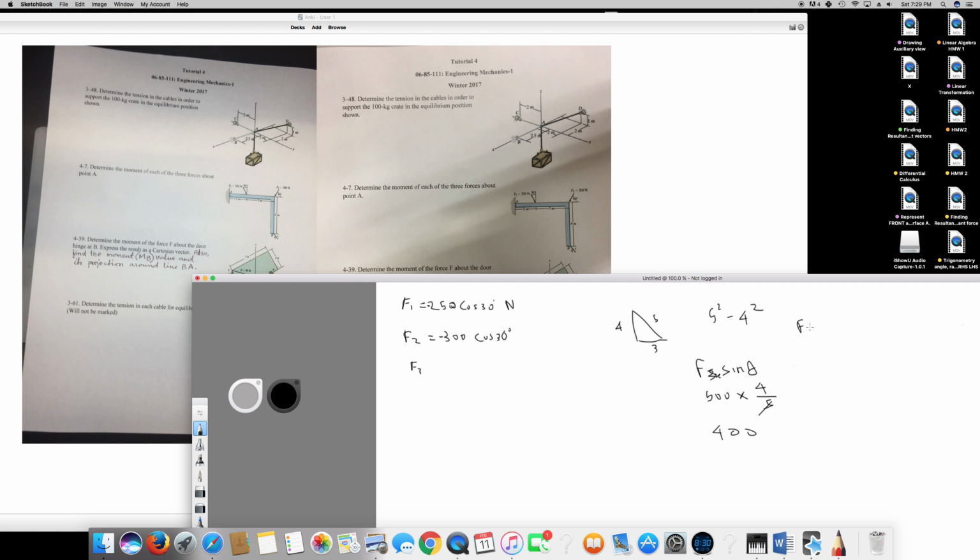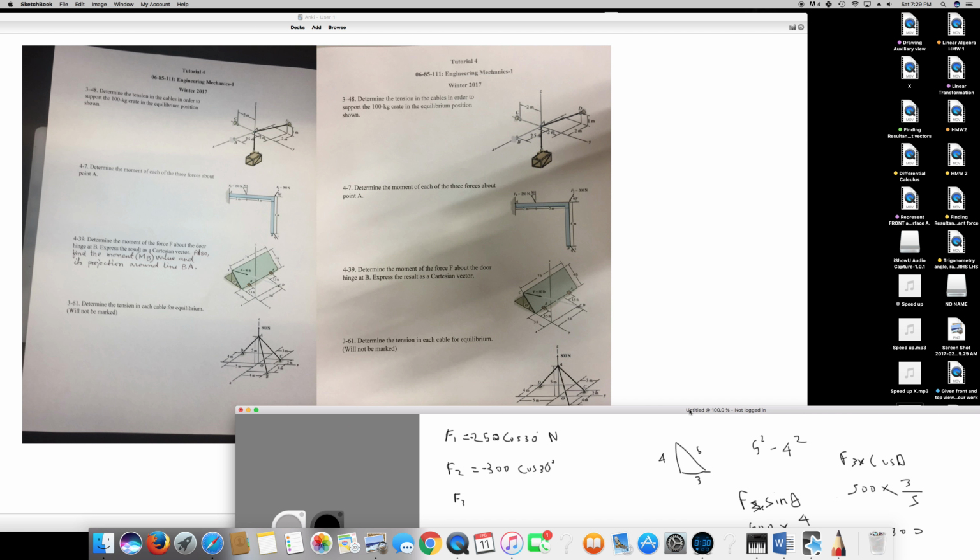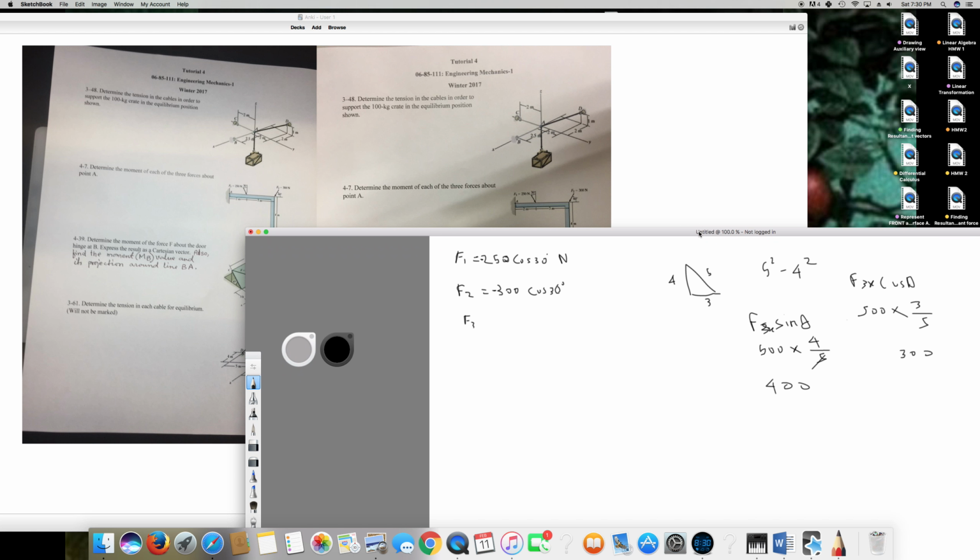And to calculate the vertical force, right, F3 cos theta is going to be adjacent over hypotenuse. So adjacent, we know it's 3, and 500 times 3 over 5. So it's 1500 over 5, it's going to be 300. So these are my x and y components, and let's put it here, 300.